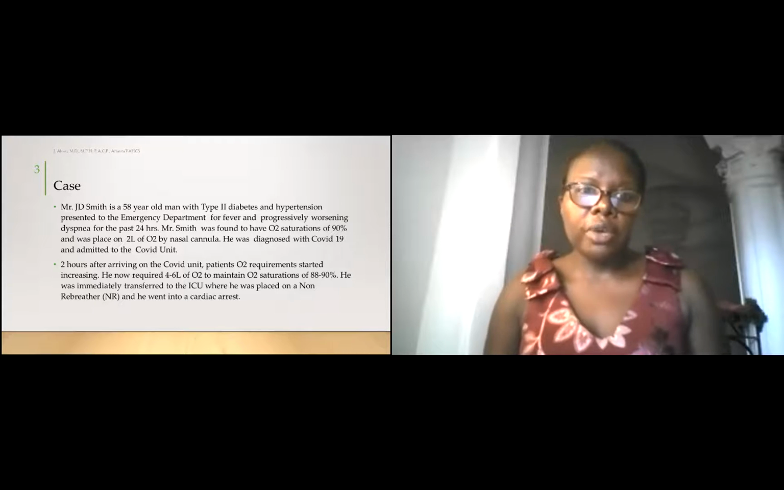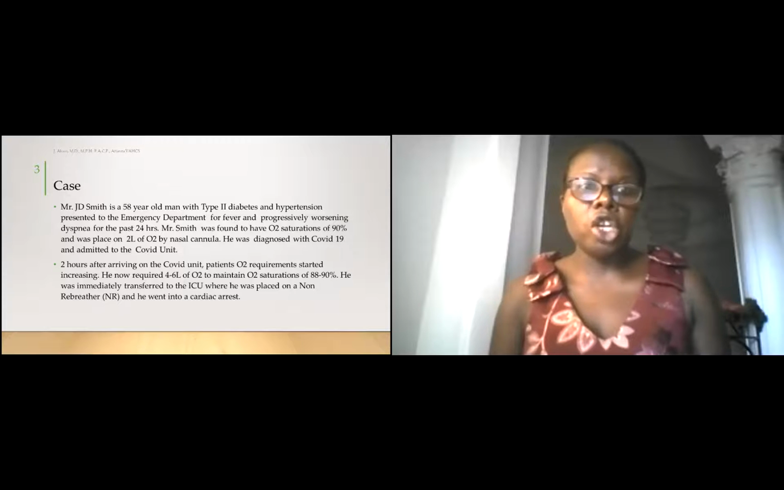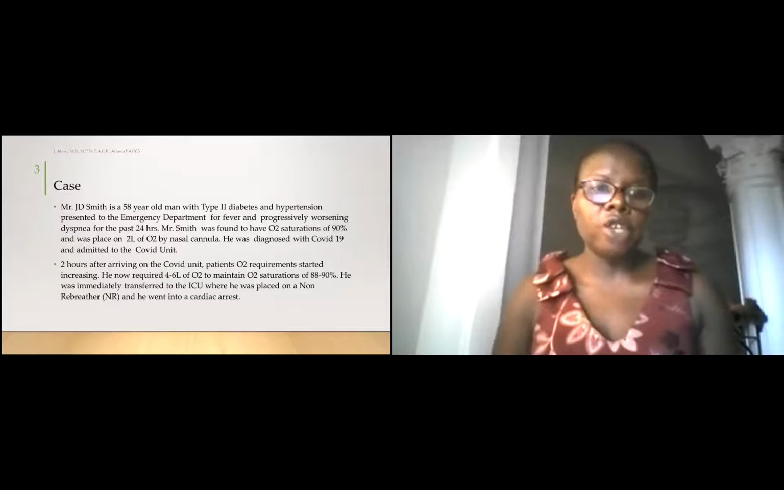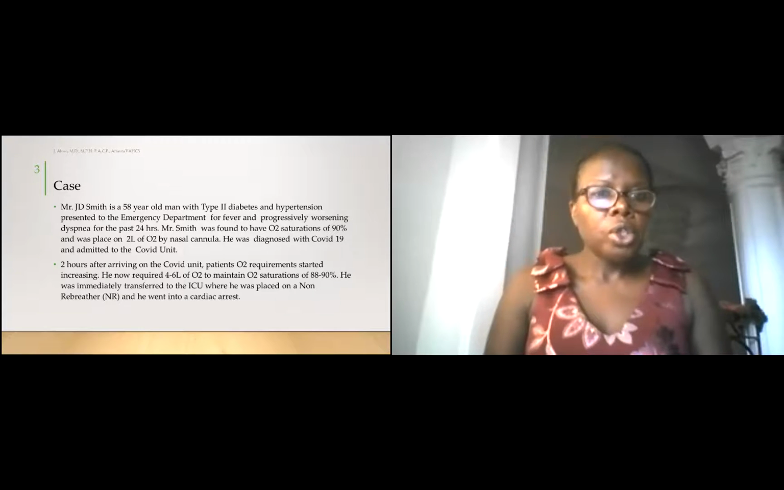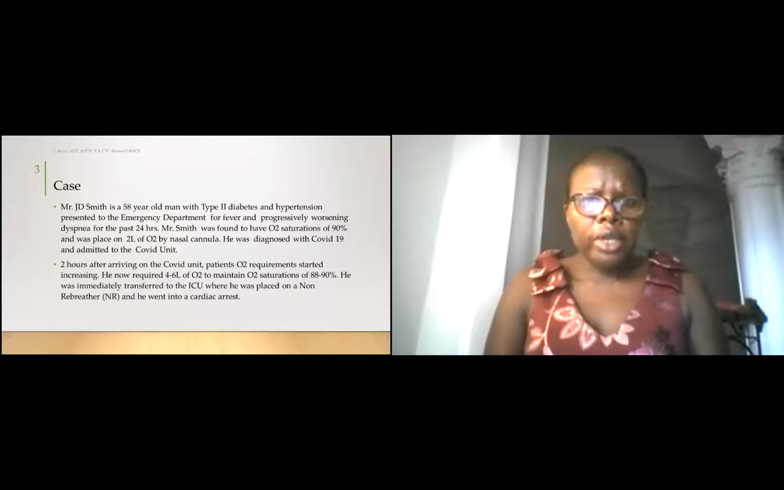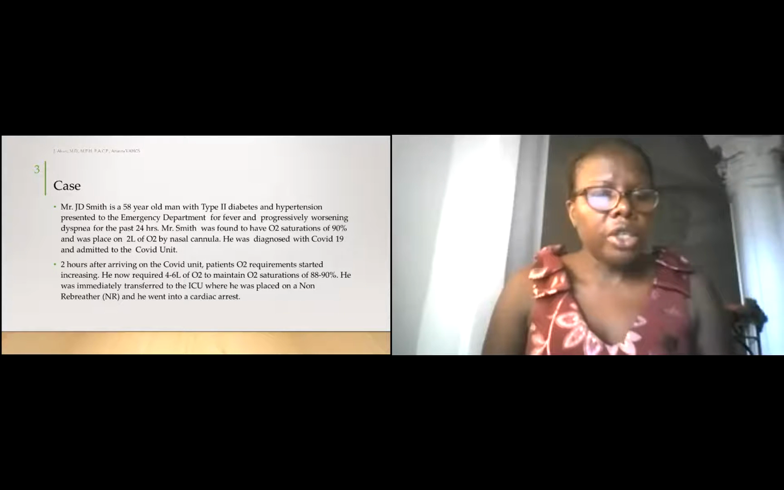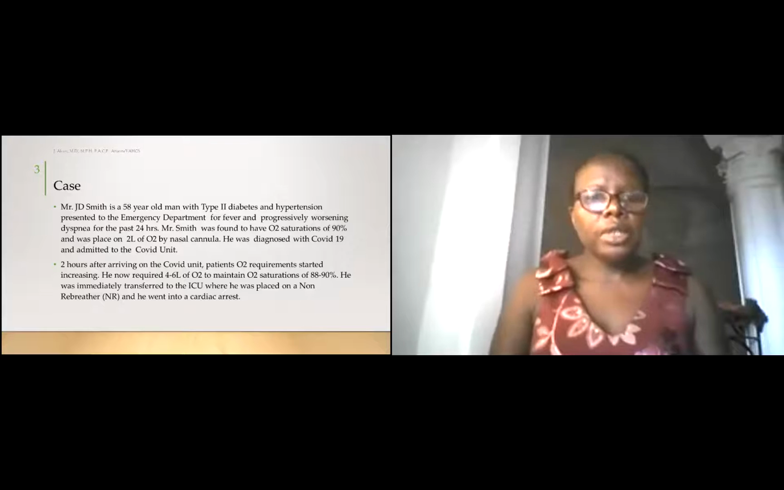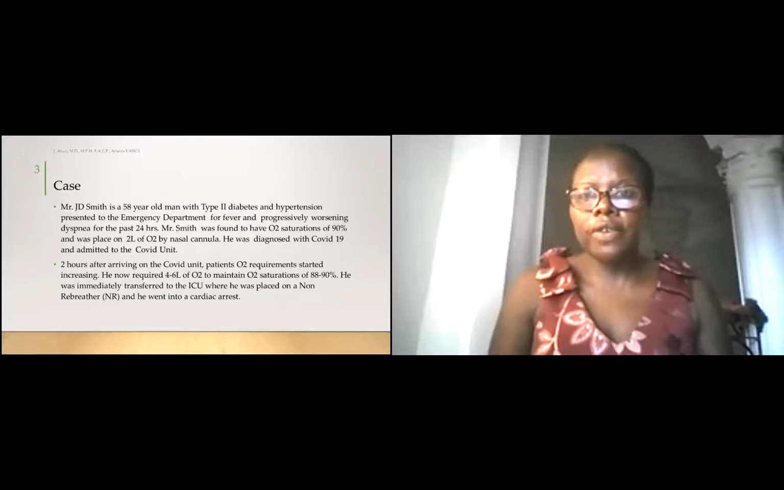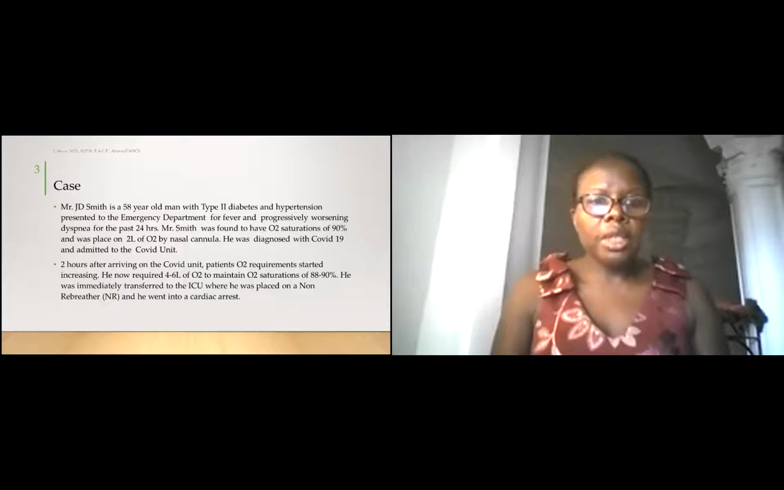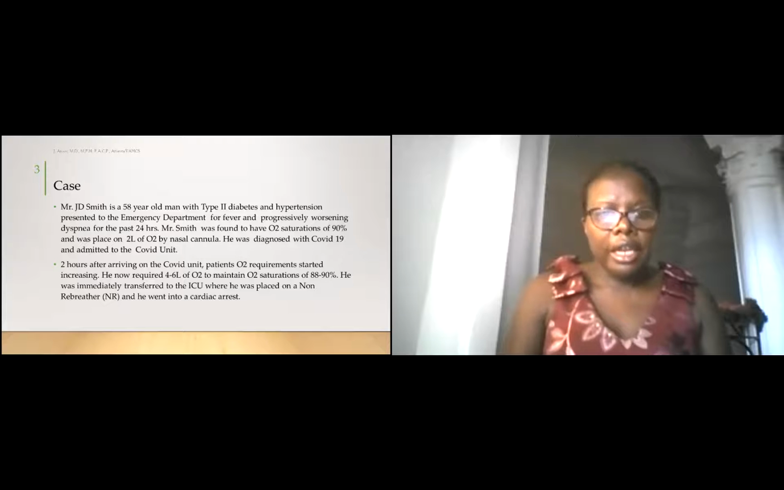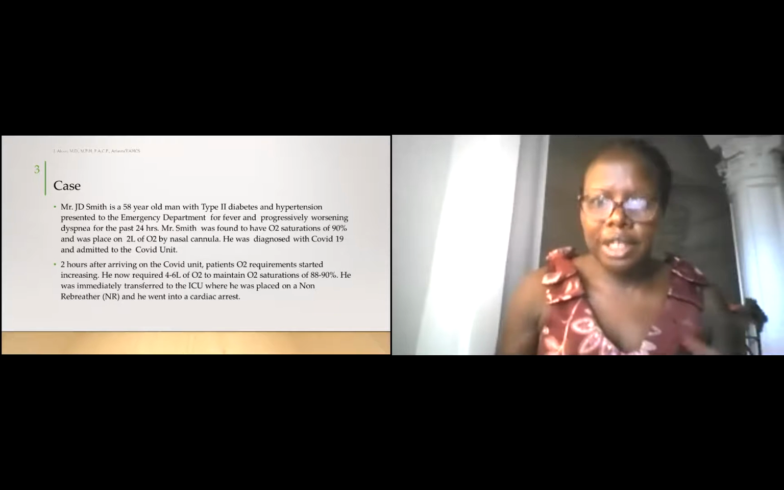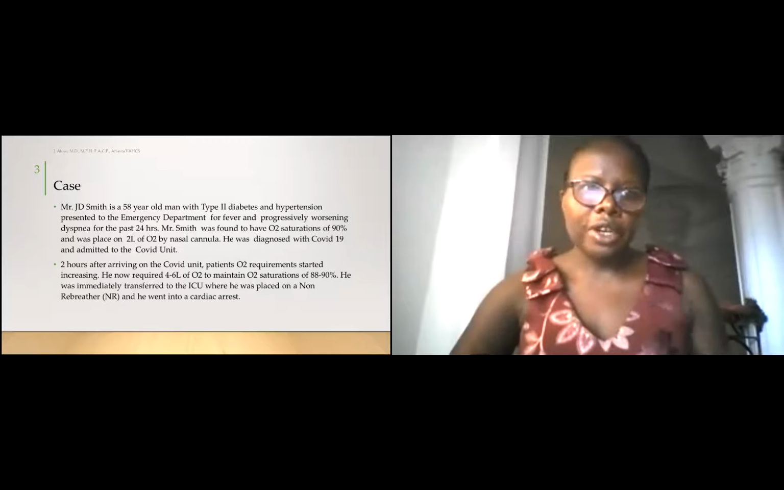Of note is the fact that we have a COVID unit, which is not an intensive care unit, and then we have a COVID unit, which is also an intensive care unit. But he was admitted to the non-intensive care unit, COVID unit. 2 hours after arriving on the floor, the patient's oxygen requirements started increasing. He now required 4 to 6 liters of oxygen to maintain O2 saturations of 88 to 90%. He was immediately transferred to the intensive care unit where he was placed on a non-rebreather and he went into a cardiac arrest. And this is where our presentation starts.